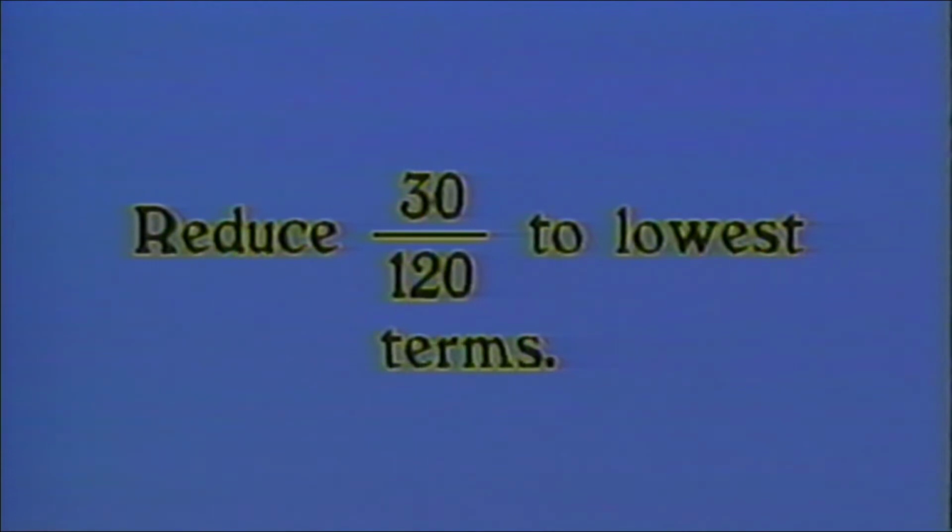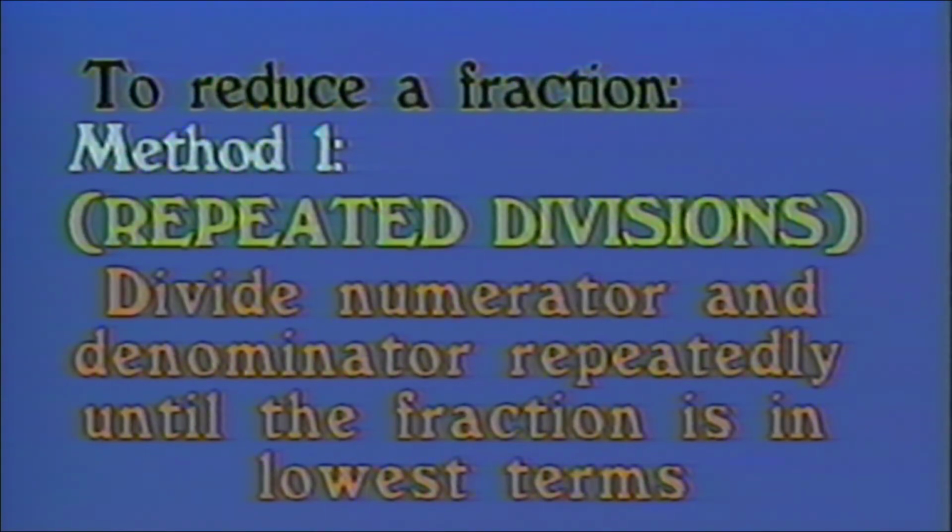Finally, divide 3 and 12 by 3. We get the quotients 1 and 4. The answer is 1/4. Let's look at this problem again. We wanted to reduce 30 over 120 to lowest terms. The method we used is called the method of repeated divisions. We repeatedly divided the numerator and denominator by common factors until we reached lowest terms.